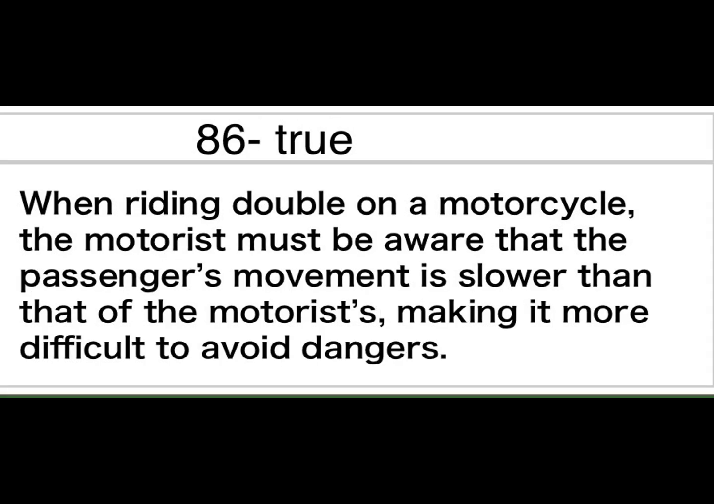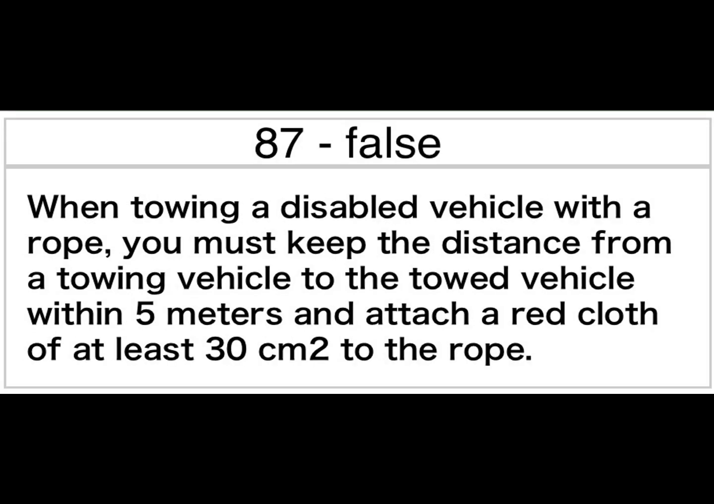True. When riding double on a motorcycle, the motorist must be aware that the passenger's movement is slower than that of the motorists, making it more difficult to avoid dangers. True. When towing a disabled vehicle with a rope, you must keep the distance from a towing vehicle to the towed vehicle within 5 meters and attach a red cloth of at least 30 square centimeters to the rope.